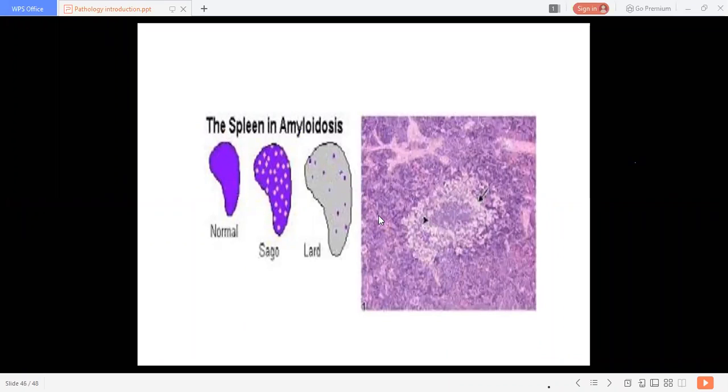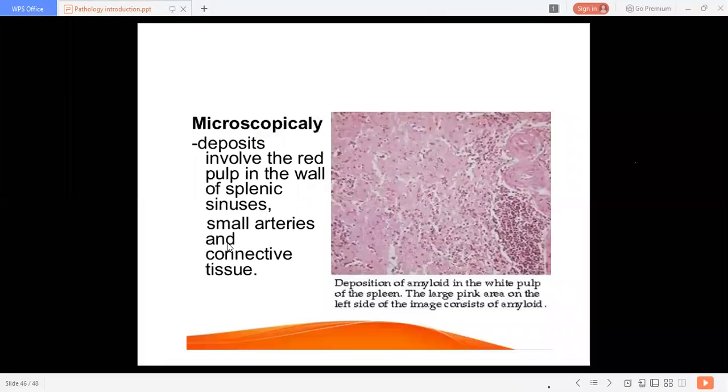Here you can see the normal spleen, and in amyloidosis sago-like deposits on the surface of the spleen, and here there is lardaceous spleen. So this is amyloidosis of the spleen. It is of two patterns, sago spleen and lardaceous spleen. Here we discussed splenic amyloidosis.